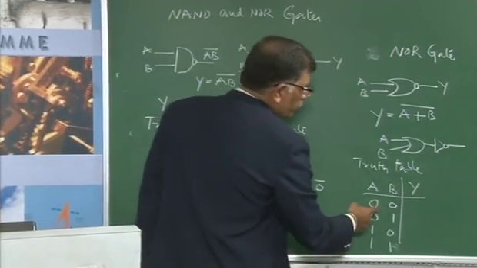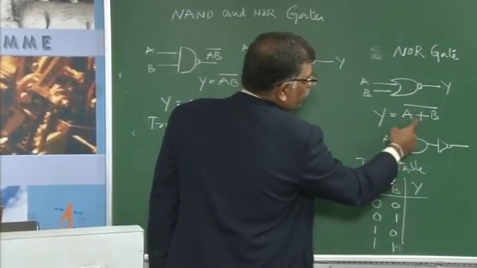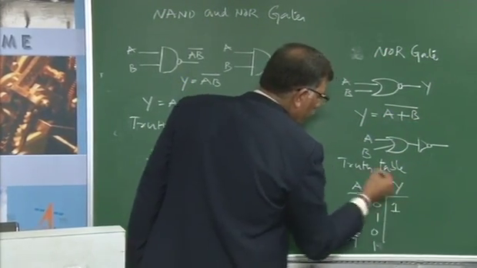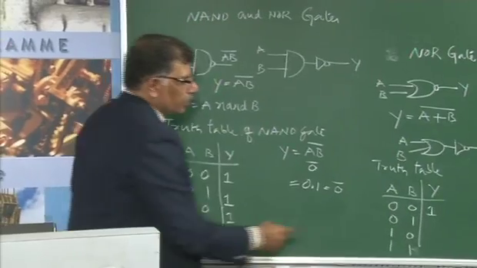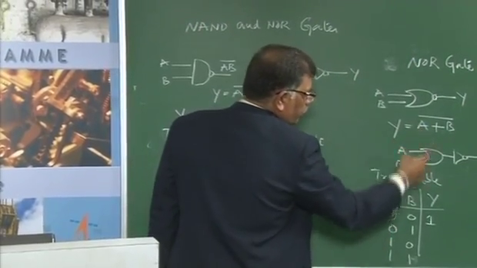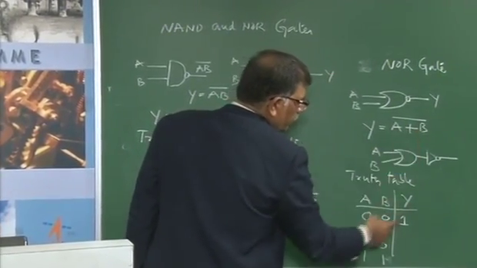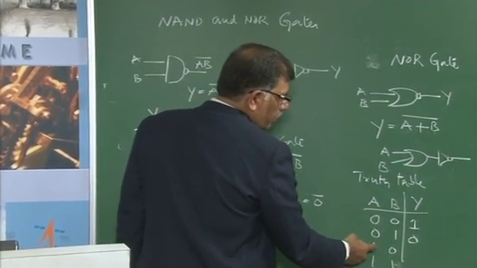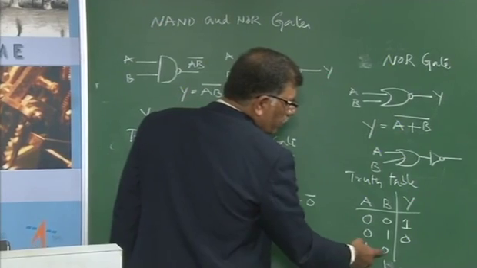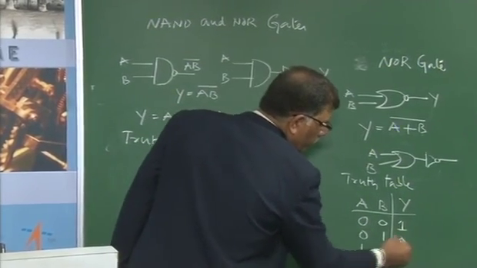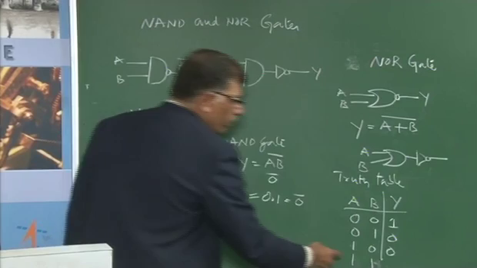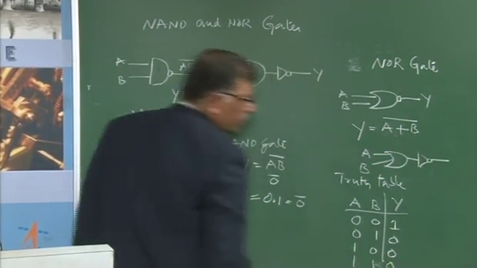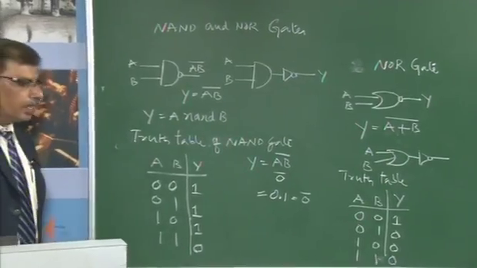When A and B are both 0, 0 plus 0 is 0, and the complement of that is equal to 1. When A is equal to 0 and B is equal to 1, the 1 complemented is equal to 0. Either way, when A is equal to 1 and B is equal to 0, the complement of that is equal to 0. 1 plus 1 is naturally 1 again, and the complement of that is equal to 0. This is the truth table of the NOR gate.